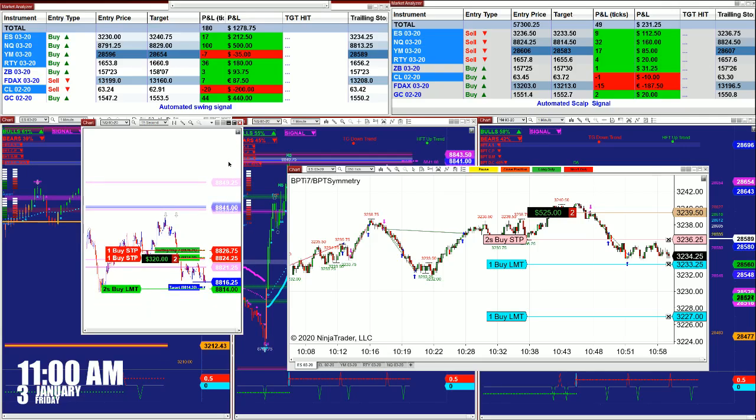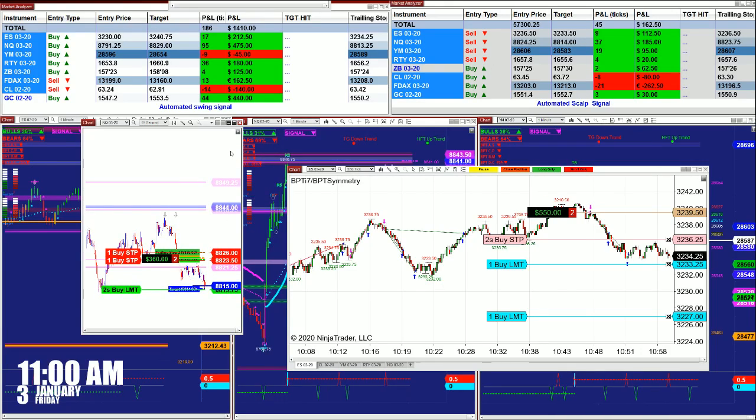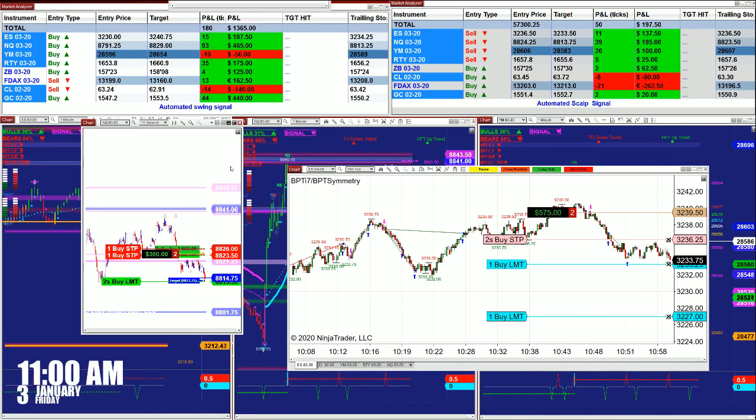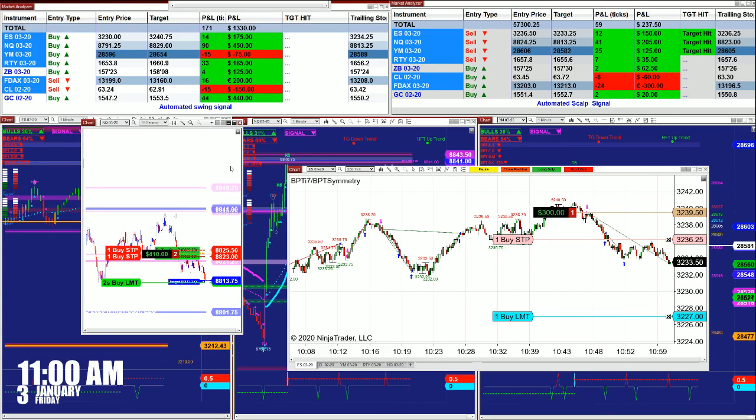And on the scalper NASDAQ, this is the NASDAQ. We are about to hit the target on the scalper. And now the ES is about to hit the target on the symmetry here. And there we go. And now we are on one trade. So you are done with the ES trading all day long.